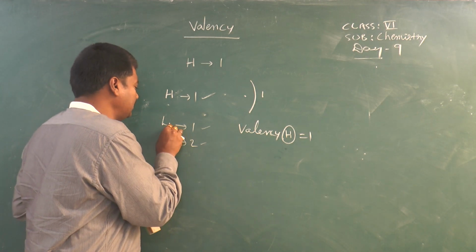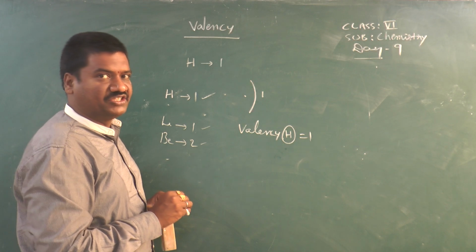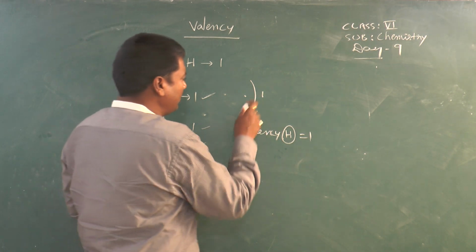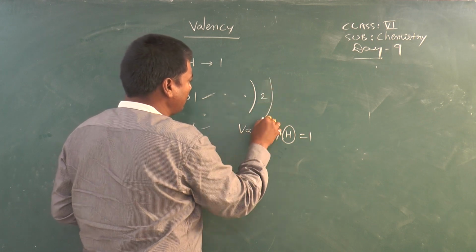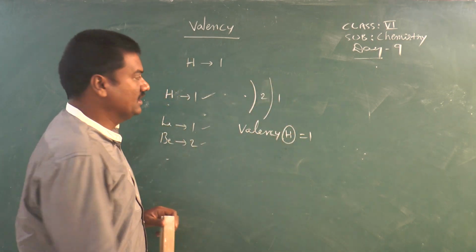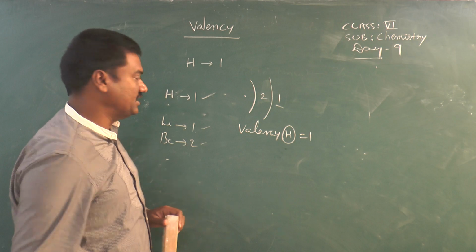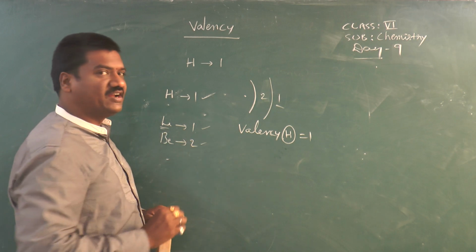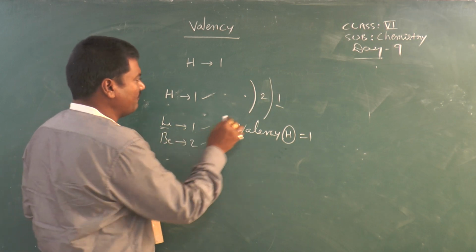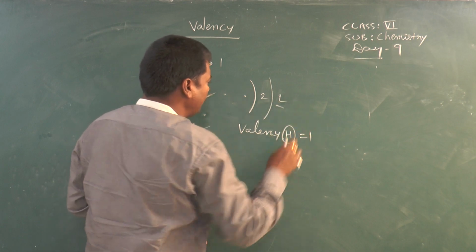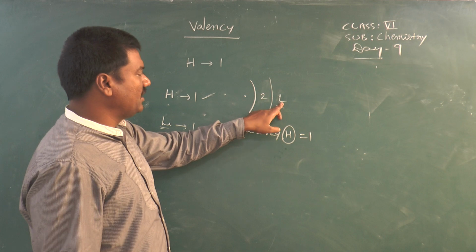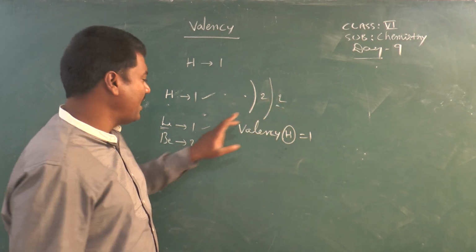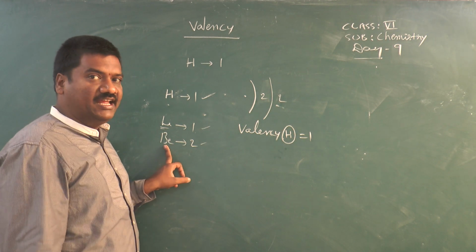Now if you come to lithium, it has 1 electron in the valency shell. The atomic number is 3, so according to the rules the first orbit has 2 electrons and the second orbit has 1 electron. In the valency shell 1 electron is there, so the valency of the lithium atom is 1. For the beryllium atom it is 2, 2: first orbit 2 electrons and second orbit 2 electrons.